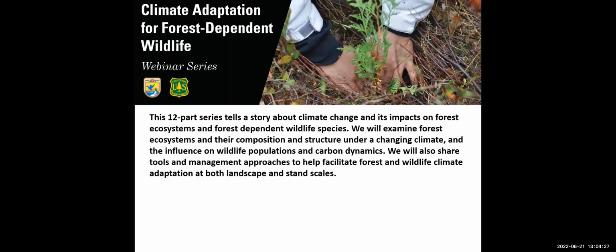This 12-part series tells a story about climate change and its impacts on forest ecosystems and forest-dependent wildlife. We'll examine forest ecosystems and their composition and structure under a changing climate and the influence on wildlife populations and on carbon dynamics. We will also share the tools and management approaches to help facilitate forest and wildlife climate adaptation at both landscape and stand scales.